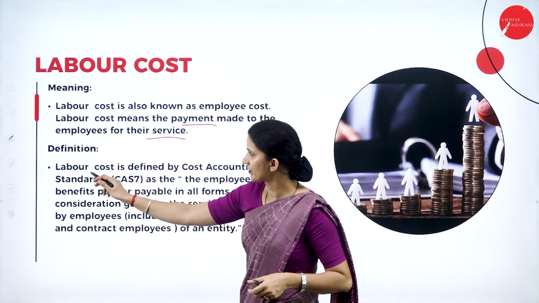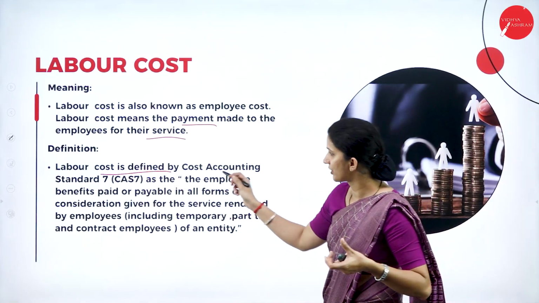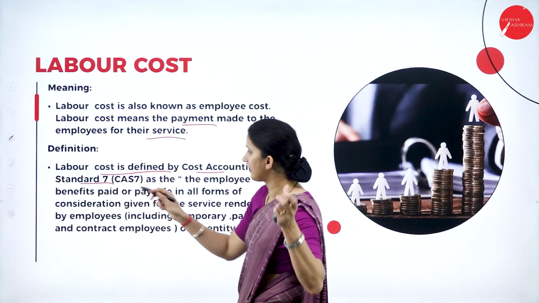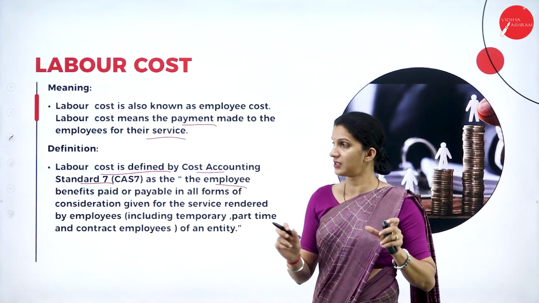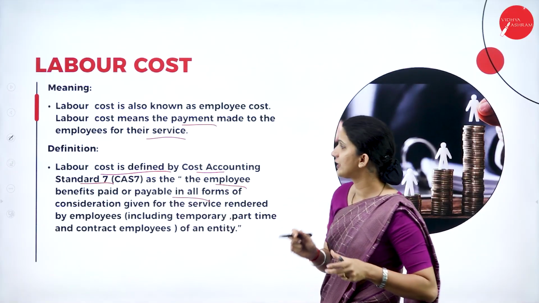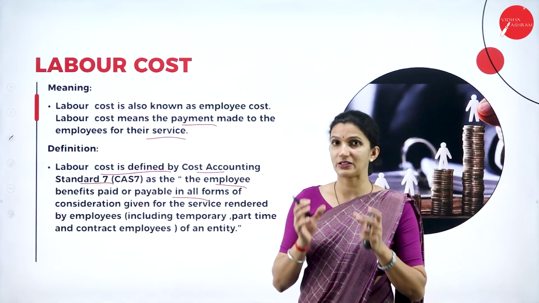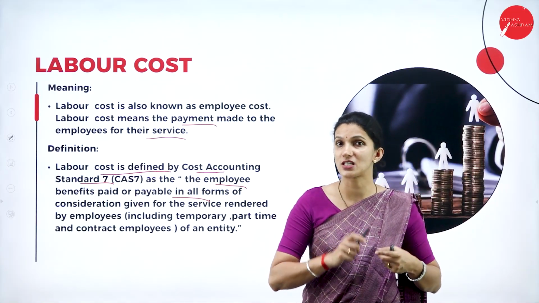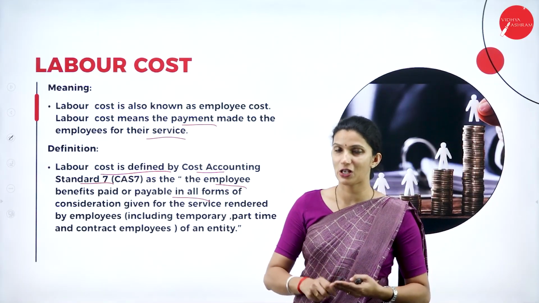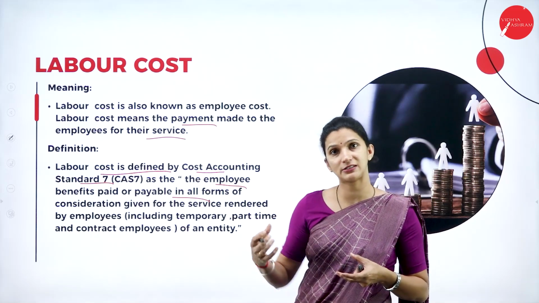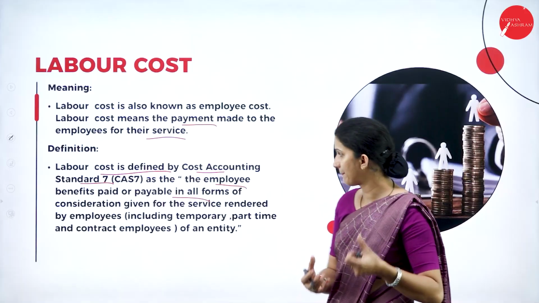One definition: labor cost is defined by Cost Accounting Standard 7. Here Cost Accounting Standard 7 defines labor cost as the employee benefit paid or payable in all forms of consideration. It is the benefit paid to the employees in all forms of consideration, be it wages or incentives or overtime payment or even bonus, all types of benefit, even some of the medical benefits or any kind of consideration paid to the employees.